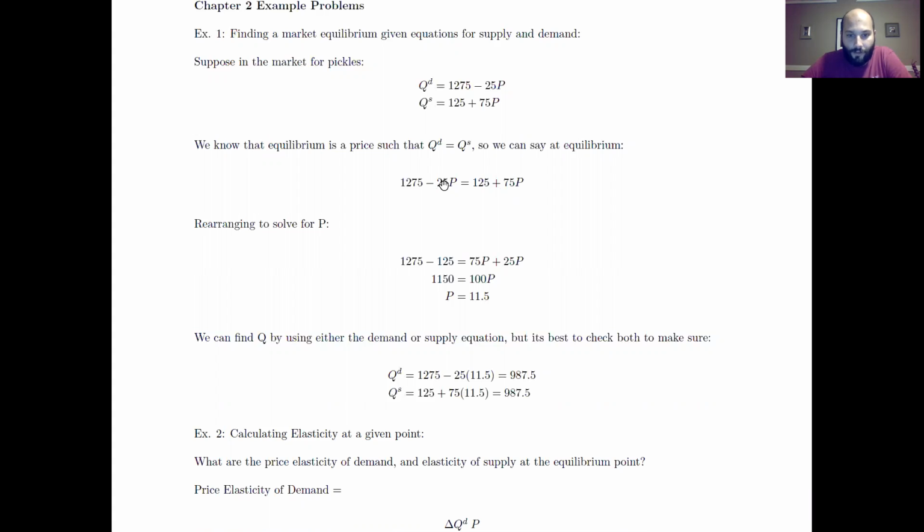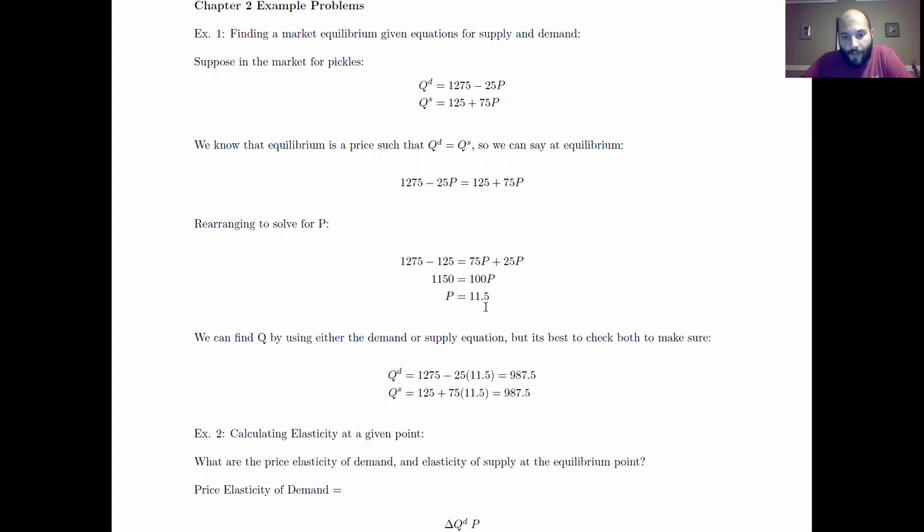There's a number of ways you can do this. I brought the 25p over to this side and subtracted off the 125. All right, so just combining our constants and our p's, simplifying, and then we divide by 100 to get p equals 11 and a half.